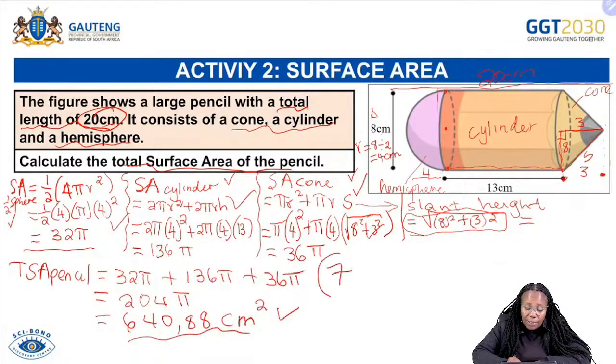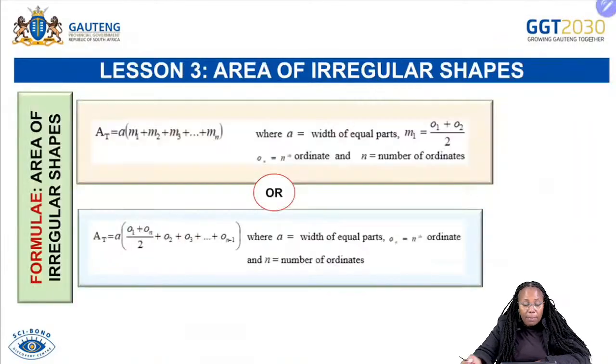Grade 12, this can be worth up to 7 marks, okay? So it can be for substitution in each 1, 2, 3, for correct slant height 4, for addition 5, for the formulas of the surface area of all the shapes that you have there. So this is plus minus 7 marks.